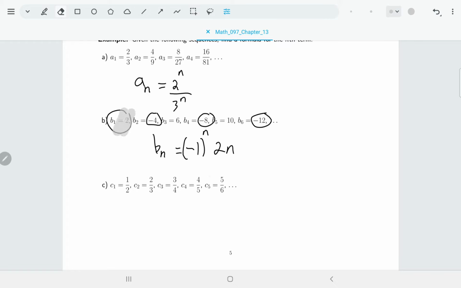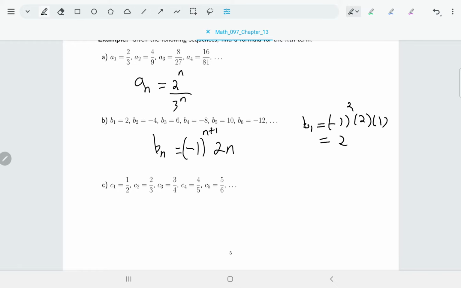I know that it's not the first term that needs to be negative, but the second term, that's the one that needs to be negative. So instead of negative 1 to the power of n, I'll have negative 1 to the power of n plus 1. Now I can double check B1: that would be negative 1 to the 1 plus 1 times 2 times 1, and that indeed is equal to positive 2. So I feel like I've got the right formula.